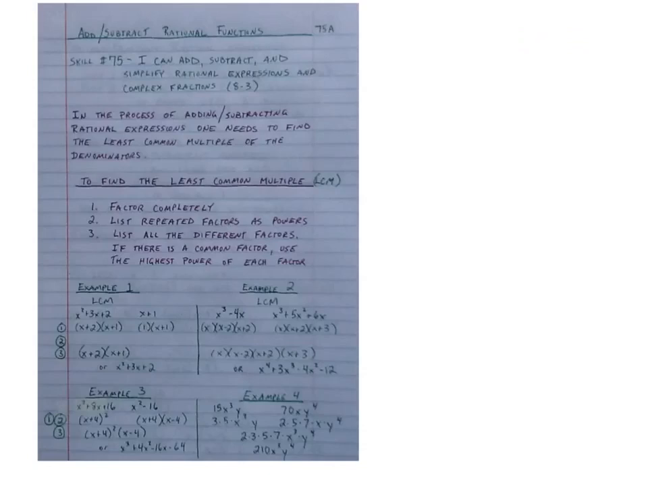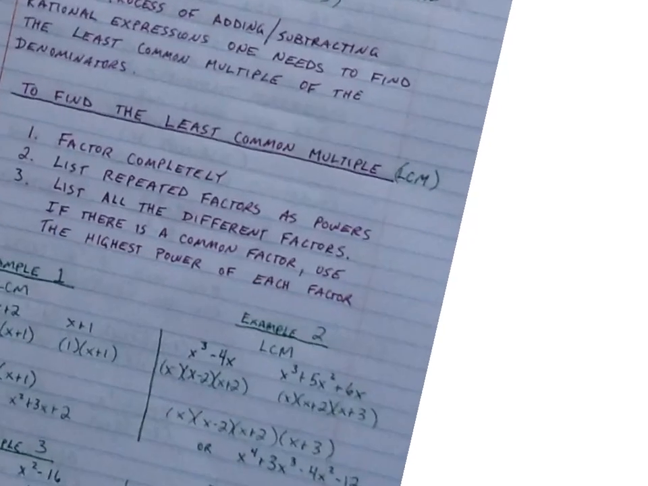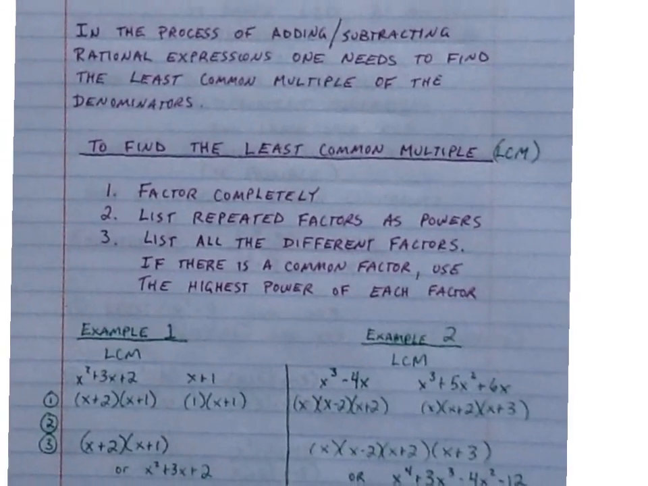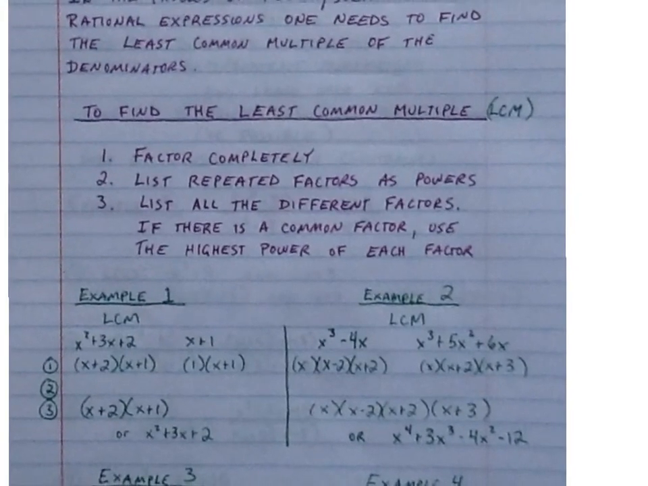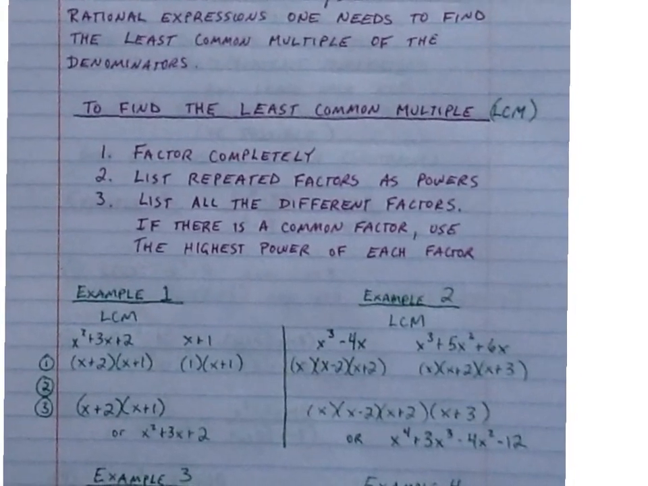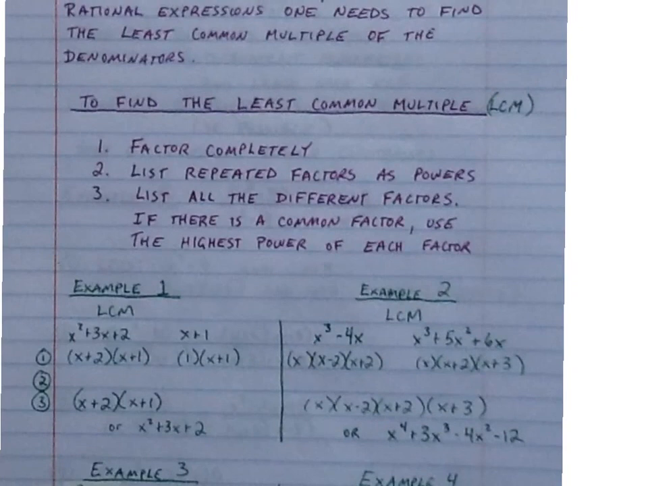So in the process of adding or subtracting rational expressions, one needs to find the least common multiple of the denominators. And I've listed here how to find the least common multiple. I'll zoom in on that. So to find the least common multiple, we need to factor both terms completely, or all of the terms if there's more than two, list the repeated factors as powers, and then list all different factors. If there's a common factor, use the highest power of each factor.